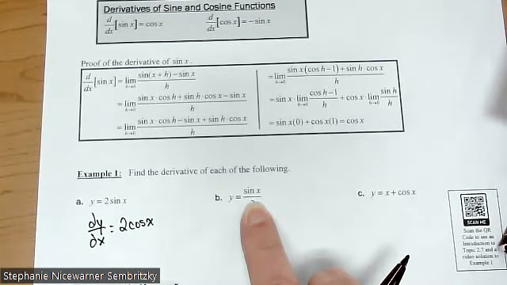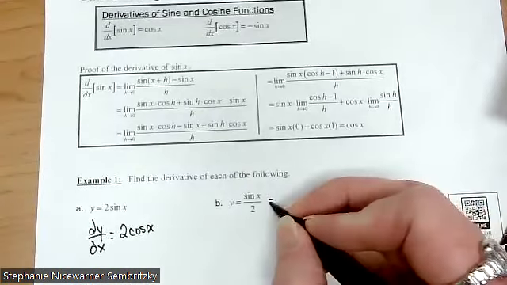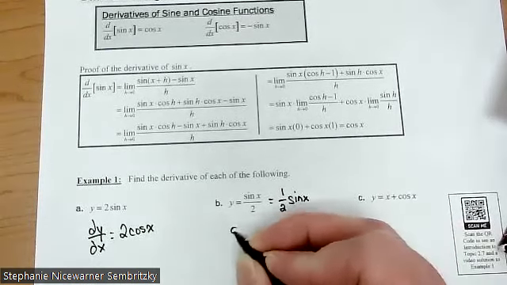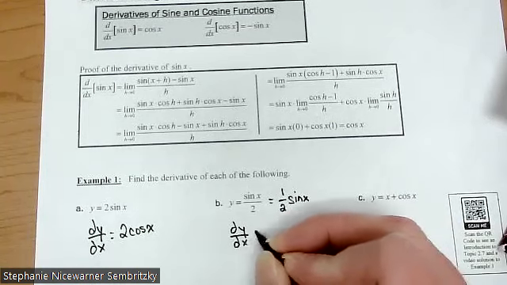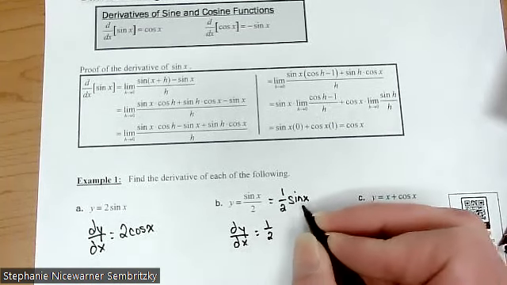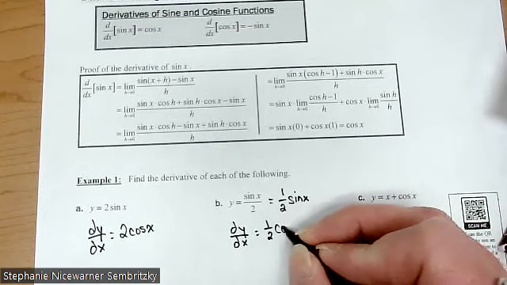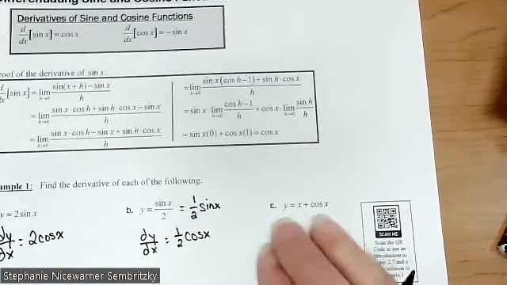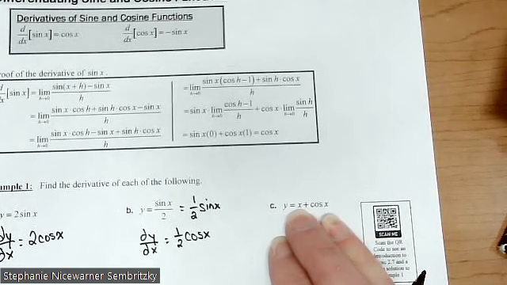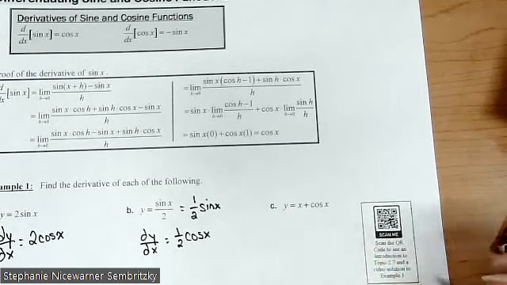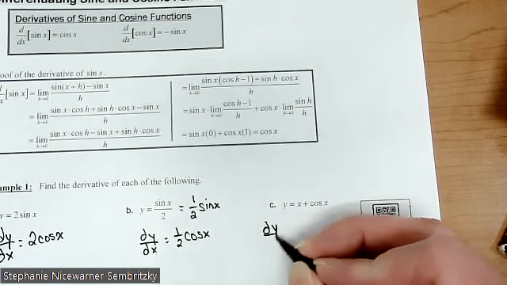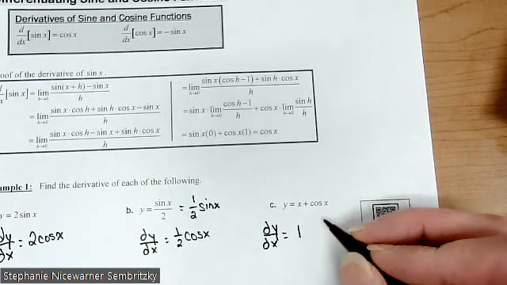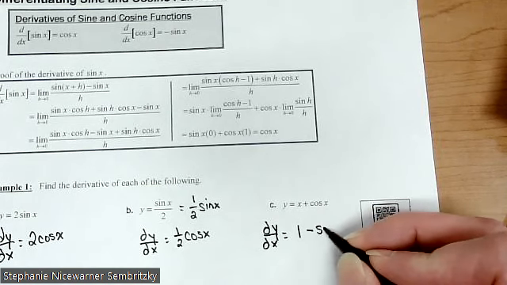Now this one is sine x over 2. That's really 1/2 sine x. So the derivative would be 1/2 times the derivative of sine, cosine. Now here, remember, we can separate it out, take the derivative of x plus the derivative of cosine. So the derivative of x is just 1, and the derivative of cosine is negative sine, so 1 minus sine x.